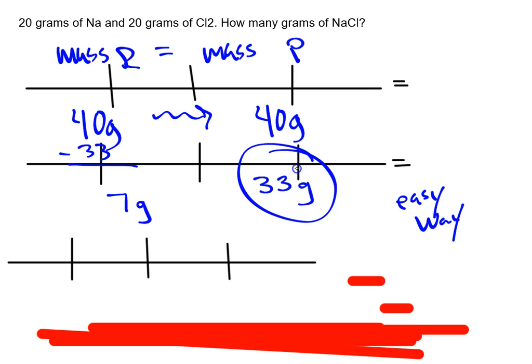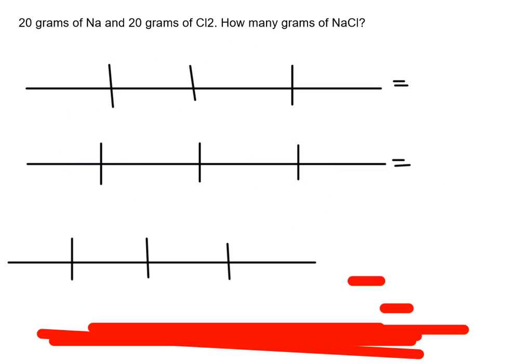If you only have 2 reactants, more than 2. So now I'm going to show you the hard way. The hard way is just another picket fence.